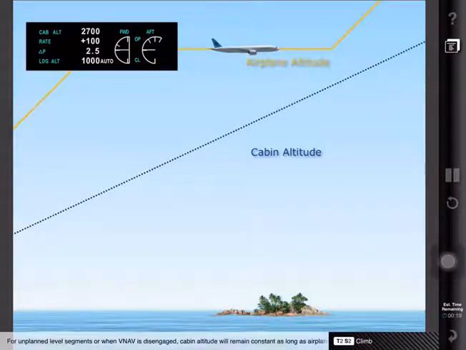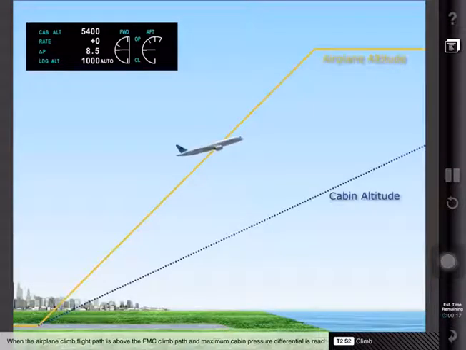When the airplane climb flight path is above the FMC climb path and maximum cabin pressure differential is reached, cabin rate becomes a function of airplane climb rate, so maximum cabin differential pressure is not exceeded.